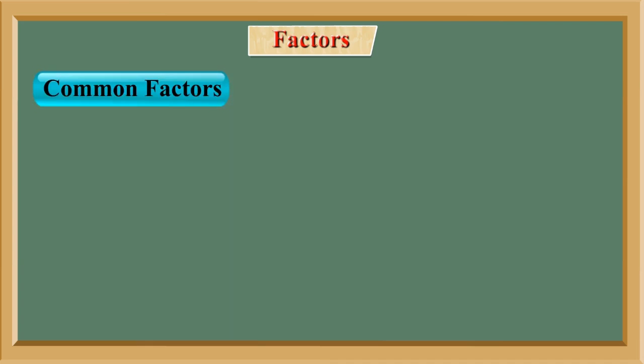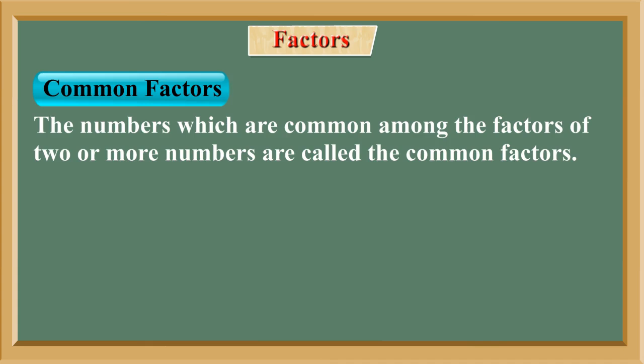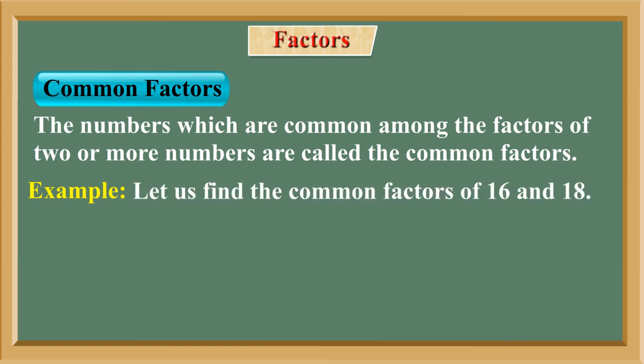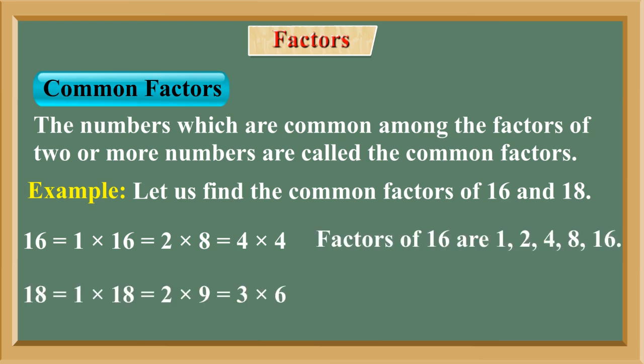Common factors. The numbers which are common among the factors of 2 or more numbers are called the common factors. Example, let us find the common factors of 16 and 18. 16 is equal to 1 multiply 16 is equal to 2 multiply 8 is equal to 4 multiply 4. Factors of 16 are 1, 2, 4, 8, 16.